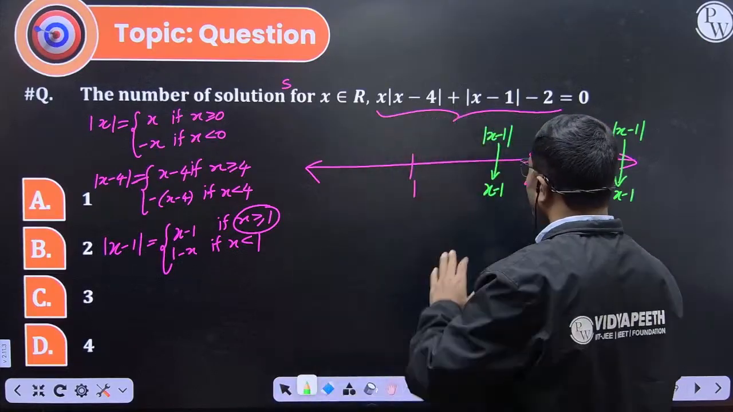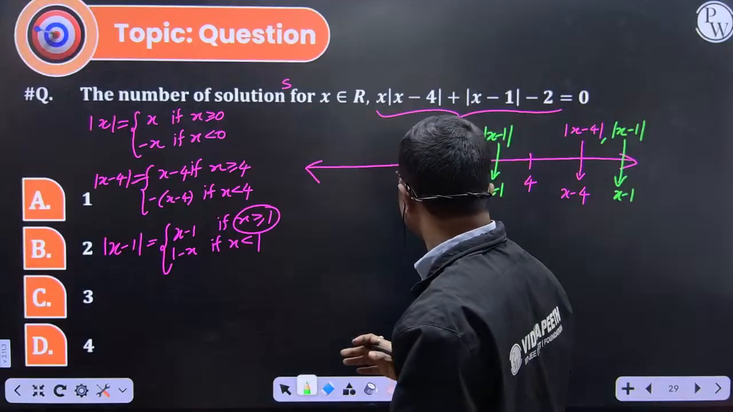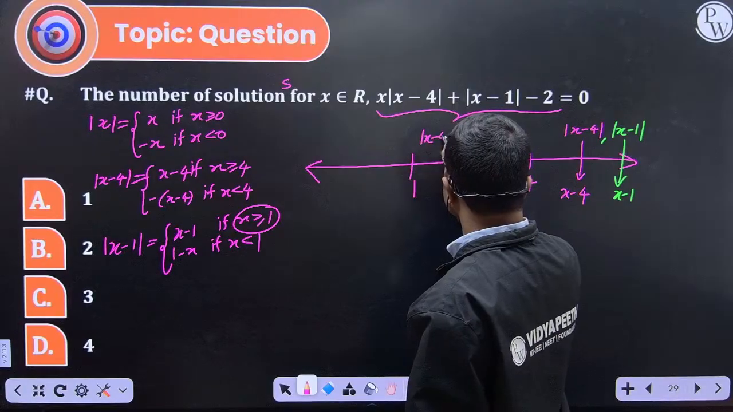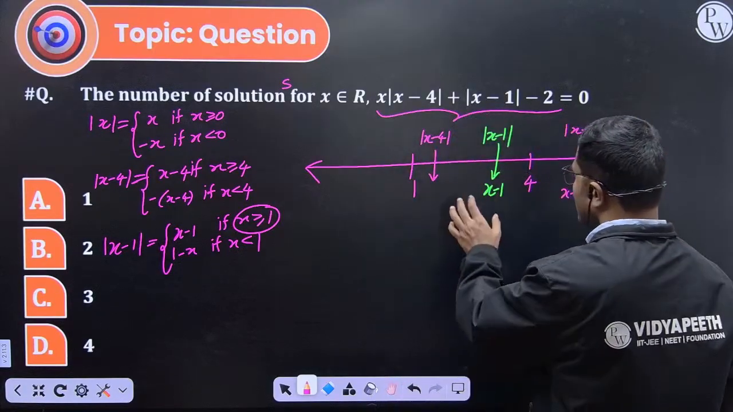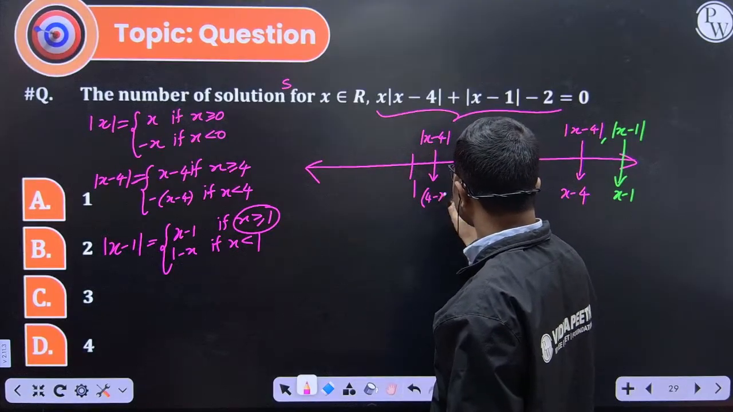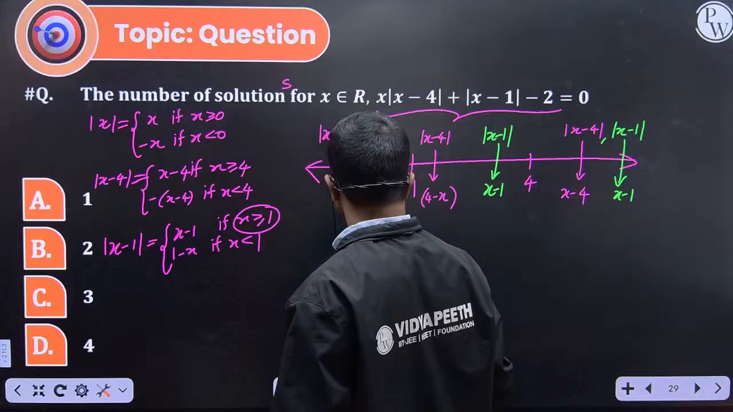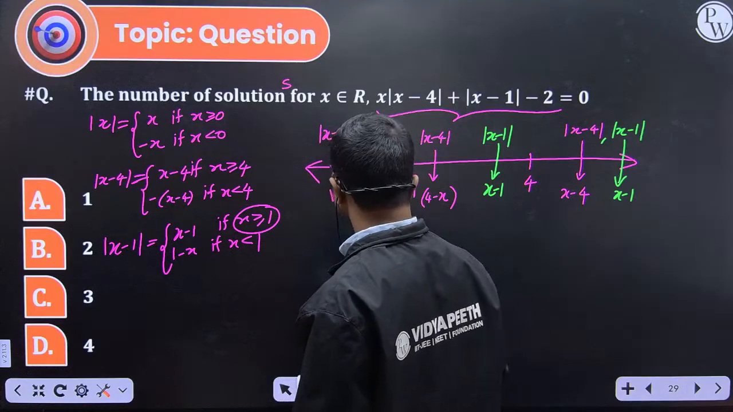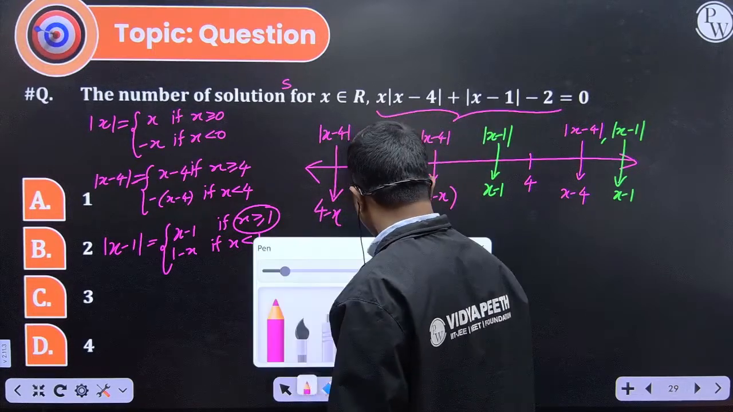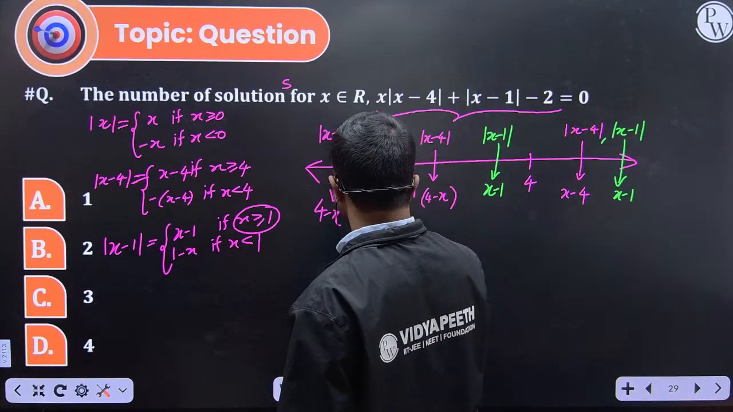We are having 1 and 4, so we are able to divide into 3 parts: less than 1, between 1 and 4, and greater than 4. Similarly for modulus of x minus 4, now it is less than 4, because between 1 and 4 means less than 4. So what do I take? 4 minus x. Next, in this region, modulus of x minus 4 is less than 4, because less than 1 means less than 4. Less than 4 means we'll take 4 minus x. And for modulus of x minus 1, what do we take? Less than 1 means 1 minus x.